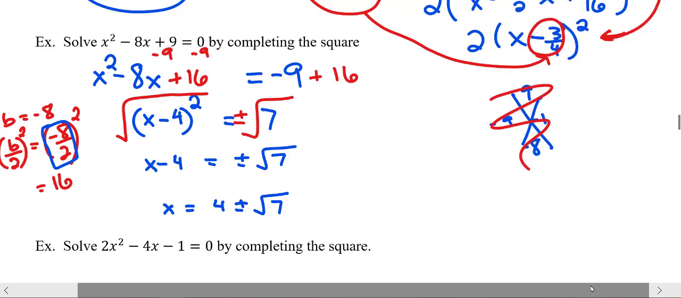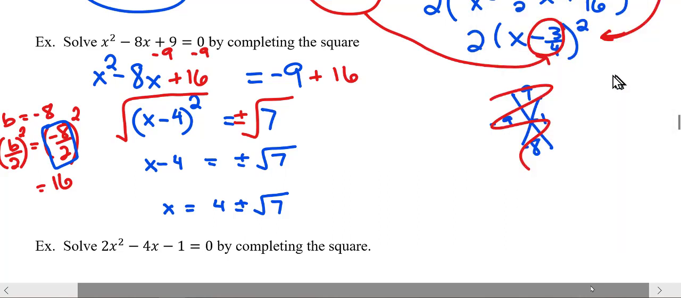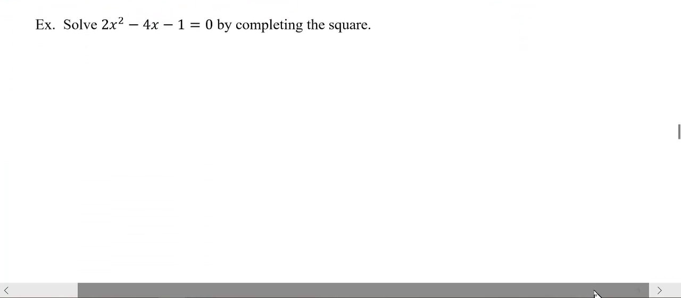Factoring doesn't work here. So that's why I used completing the square. I also know that factoring did not work because the result that I got was not rational numbers. I got that root in there. Okay, let's try another one, solving another one by completing the square that's maybe a little bit more complicated.